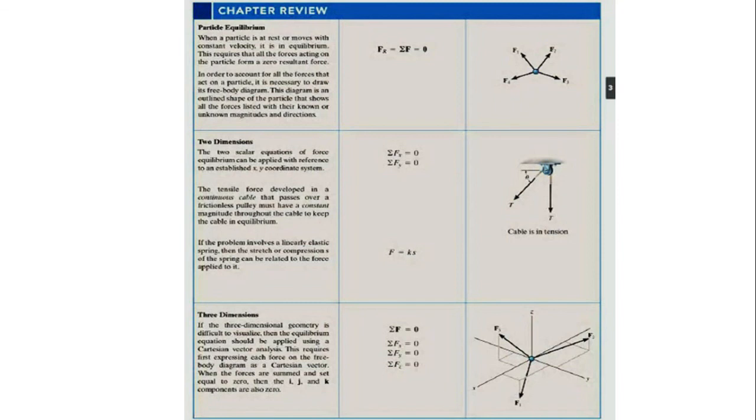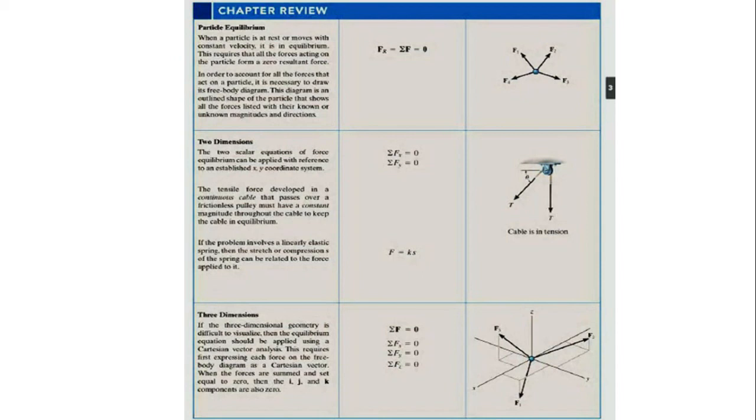Then you go for your 3-dimensional system. If you go for your 3-dimensional system, here you can see, if you have solved many numericals, you have F1, F2, F3, three different forces acting. And if the 3-dimensional geometry is difficult to visualize, then the equilibrium equation should be applied using Cartesian vector analysis. You know what is a Cartesian vector? The force in unit vectors: sigma Fx i plus sigma Fy j plus sigma Fz k.